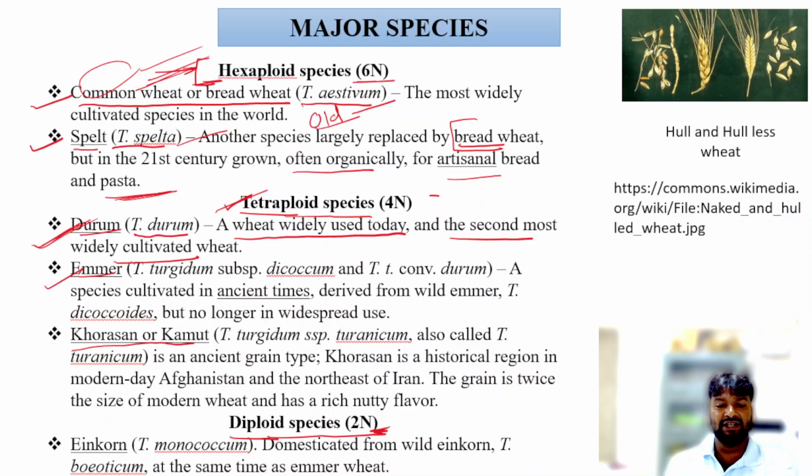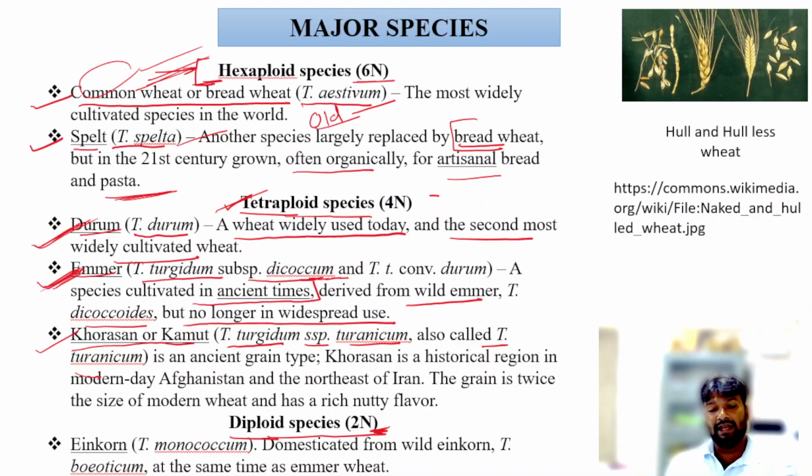Then come to the emmer wheat, that is known as Triticum turgidum, and the subspecies is Triticum dicoccum. This is a species cultivated in ancient times and derived from the wild emmer Triticum dicoccoides, but now no longer in widespread use. In ancient times this was mostly a tetraploid species. Then the third one is the Khorasan or Kamut, known as Triticum turgidum subspecies turanicum, also known as Triticum turanicum.